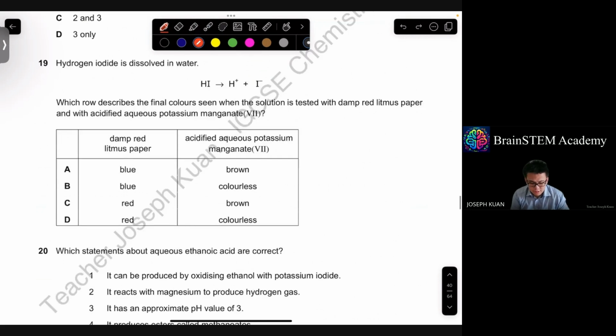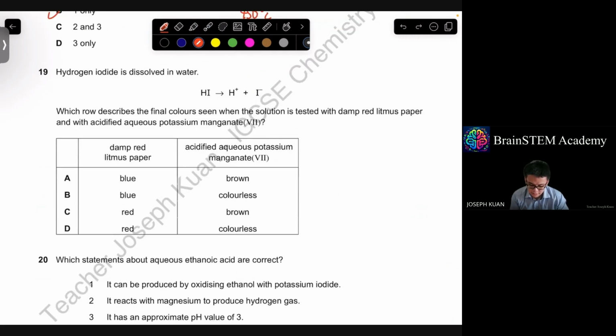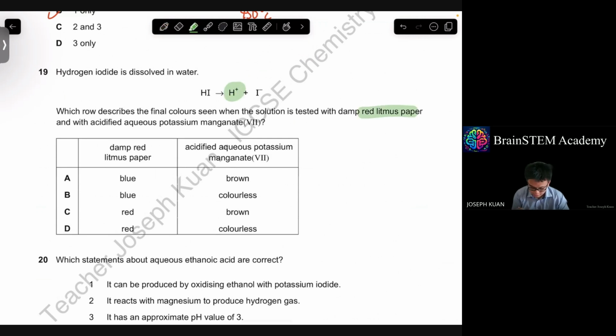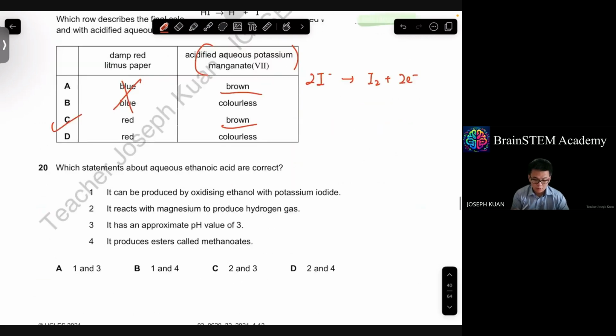Next, 19. Hydrogen iodide is dissolved in water. Which row describes the final color when the solution is tested with damp red litmus paper and with acidified aqueous potassium manganate(VII)? So given that it's hydrogen ions, it means that it is an acidic solution. So it should stay red. Then because we are using an oxidizing agent, we can force iodide to undergo oxidation to form iodine molecules, which turn it to form brown color. So answer is C.